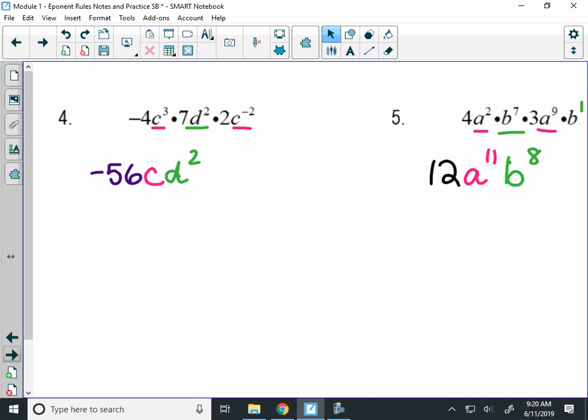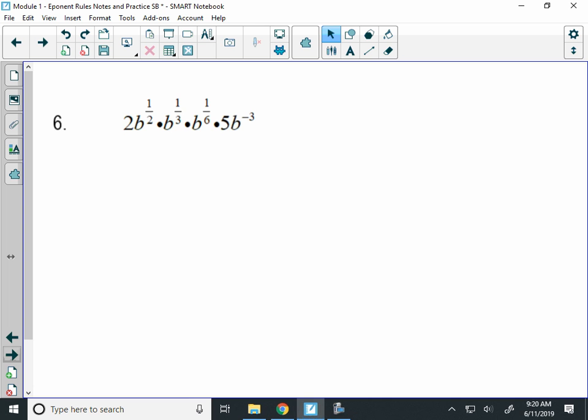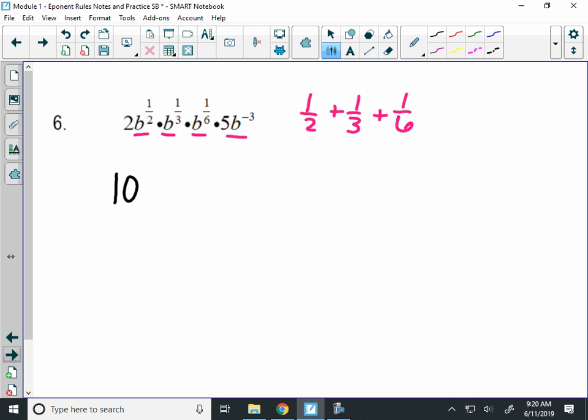Last problem here has some fractions. Let's do the numbers. 2 and 5 multiply to be 10. Now I have to add all these exponents on b. I have 1/2 plus 1/3 plus 1/6 plus a negative 3. Ooh, well, I would just use the calculator. You can use the calculator on this, or you can find a common denominator, but no need to right now. Those fractions actually all add up to be 1. So you have 1 minus 3, which is negative 2. And that's your final answer.